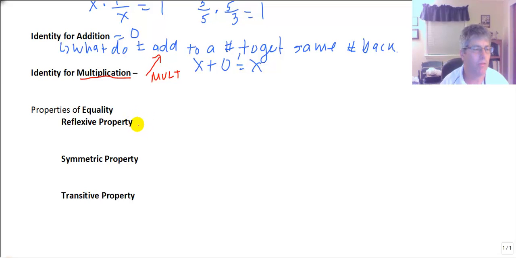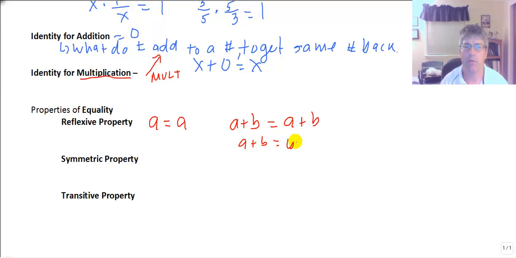Properties of equality. Well, the reflexive property says that every number, every single number, is a reflection of itself, or any equation is a reflection of itself. A plus B equals A plus B. Okay? Now if I did here A plus B equals B plus A, this one is the commutative property. That's not reflexive. This is reflexive. A plus B equals A plus B. Nothing's changed.